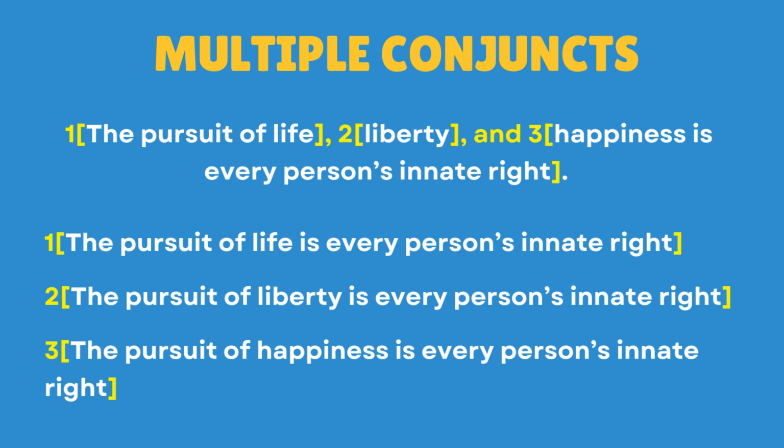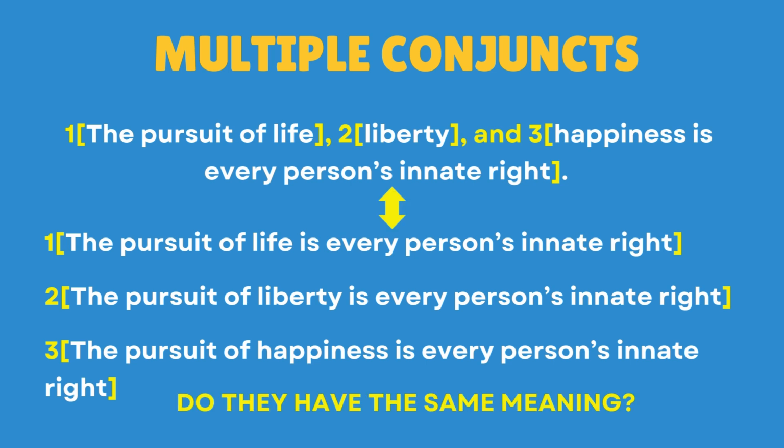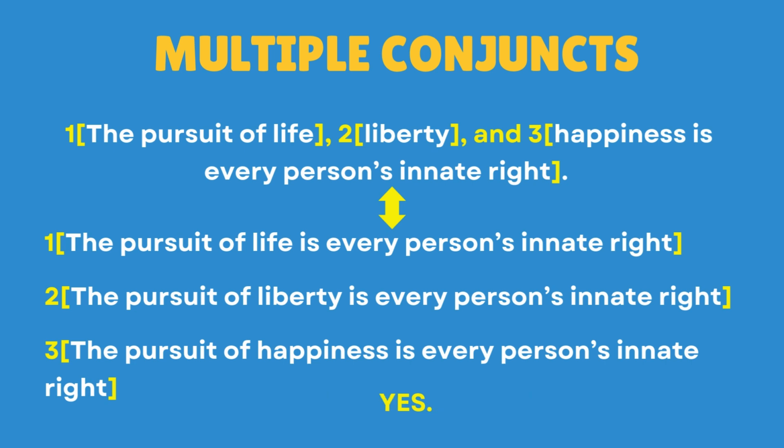We can also verify our result by making sure that the separate statements we ended up with, when asserted together, mean the same thing as asserting the more complex conjunction. In this case, we can ask if the 3 statements we have, when asserted at the same time, mean the same thing as the more complex conjunction: the pursuit of life and liberty and happiness is every person's innate right. The answer is yes, since the more complex conjunction is just a shorter way to assert the 3 separate statements.